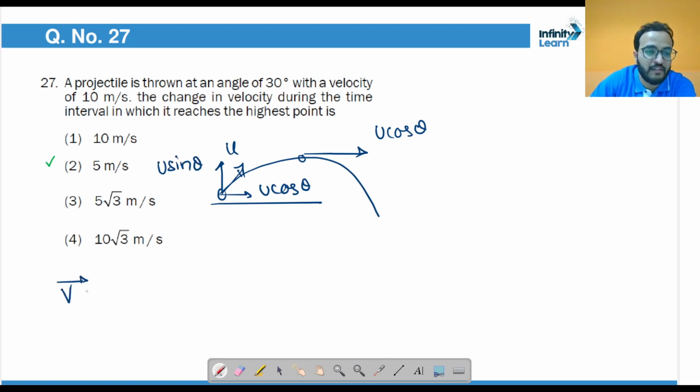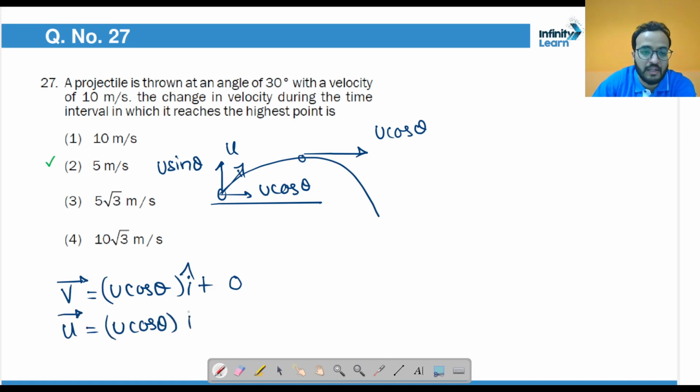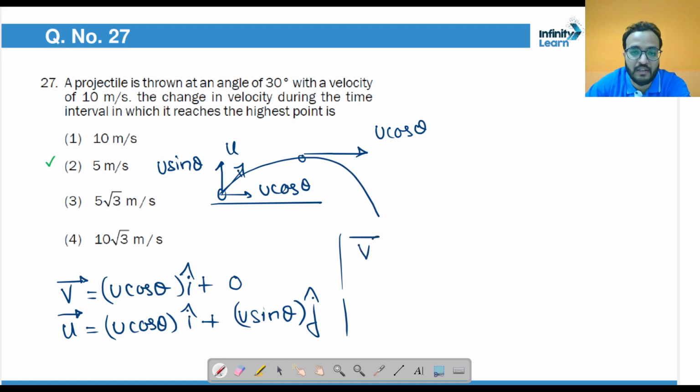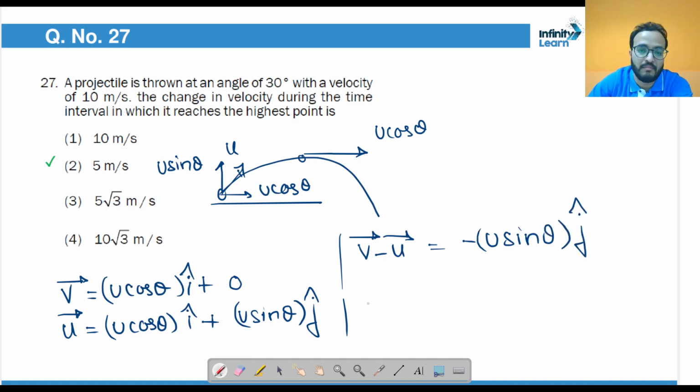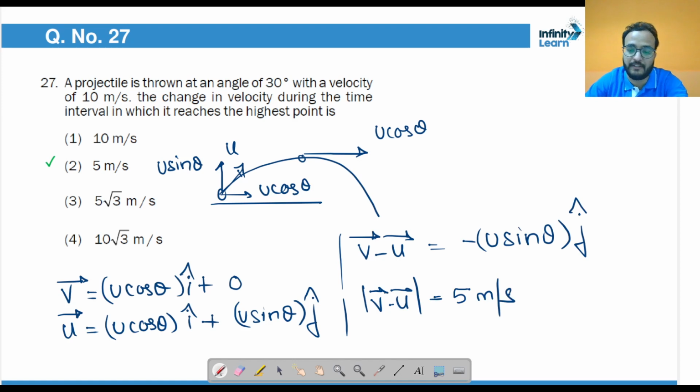So if you say what is vector v, it is u cos theta i cap plus 0. What is the initial velocity vector? u cos theta i cap plus u sin theta j cap. So if you do the difference, vector v minus vector u will be minus u sin theta j cap. Magnitude wise it is how much? u sin theta. u is 10, sin 30 is half. Answer is 5 meters per second.